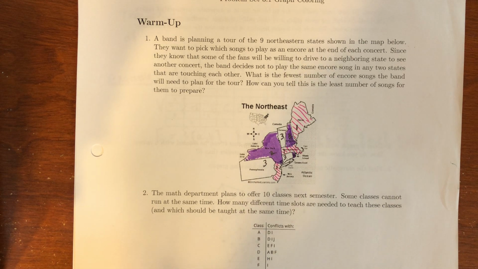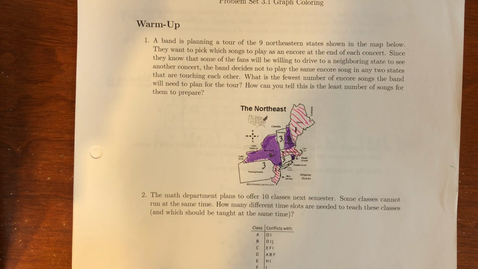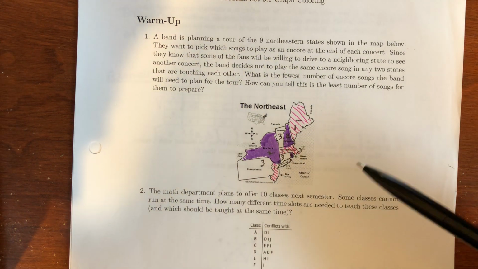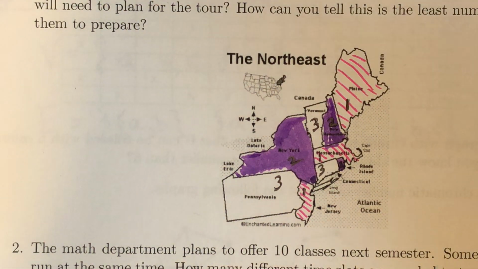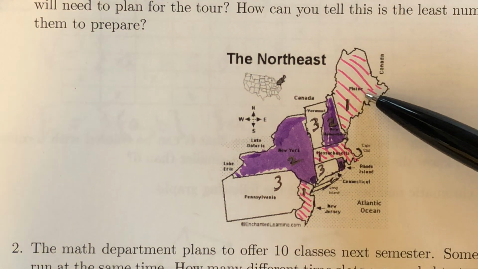Okay, so in this first problem, a band is planning a tour of 9 states in the Northeast, and they want to pick songs so that any 2 states that are adjacent to each other, that share a border, don't have the same encore song at the end. And so hopefully you've tried this out yourself. I've drawn a solution here where the band only needs to prepare 3 songs.